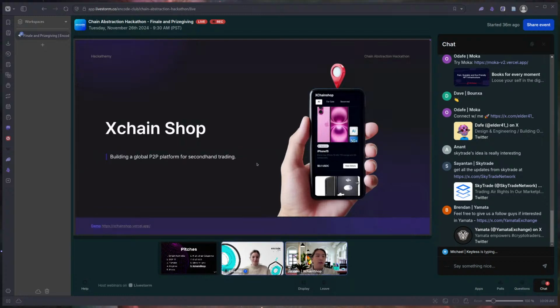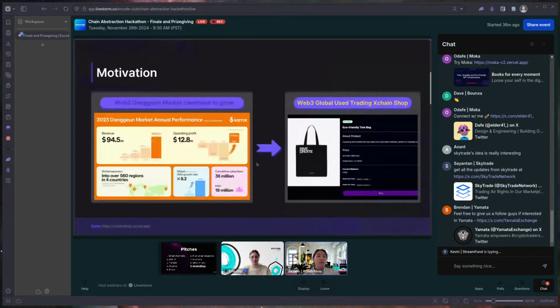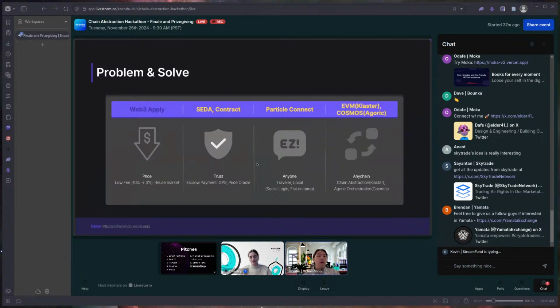Yeah. Okay. Hi everyone, we are Team Exchange Shop, building a global P2P platform for second-hand trading. Inspired by GPS-based second-hand trading apps in Korea, we are taking it further by adding cryptocurrency payments. This enables safe and easy trading with local communities worldwide. Problem and solution. First is price. A traditional payment method like credit card charges up to 10% in fees. With cryptocurrency, we've cut that down to just 3%, making it more affordable and efficient.